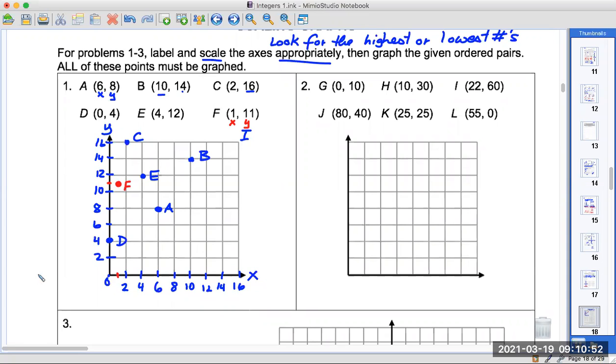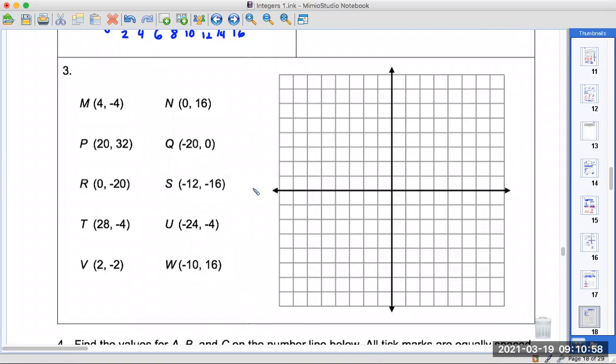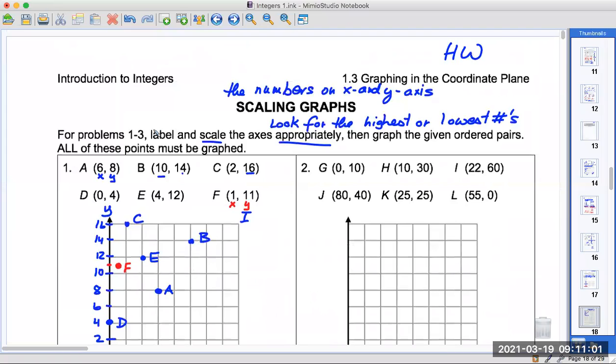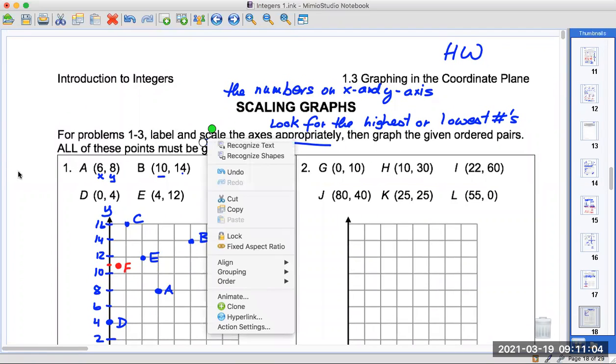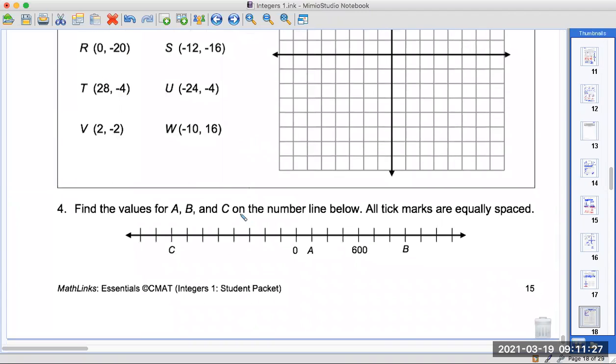Okay. So now your job is number 2 and 3. You're supposed to label, meaning call it X and Y axis. Scale are the numbers, and you look for the highest and lowest X's and Y's. Remember this is your X, this is your Y. Good luck on that. And down here in number 4, you have to estimate what the coordinates are.